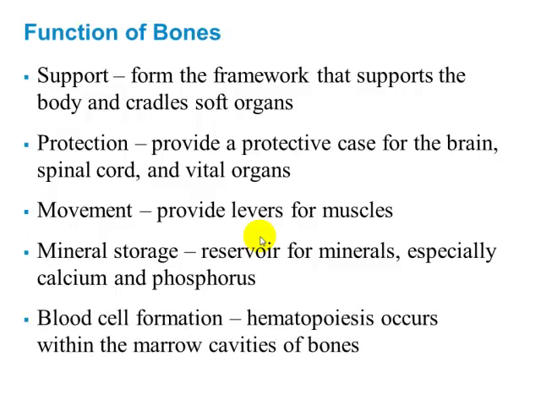Also, in our bones in adults, specifically in the heads of the long bones, we see blood cell formation. When we looked at connective tissues in Chapter 4, blood was our fourth connective tissue. We said the cells that create blood cells are called hematopoietic stem cells. So the process of creating blood cells is called hematopoiesis. This is going to occur in the bone marrow.